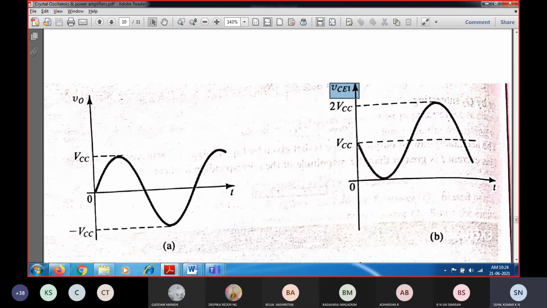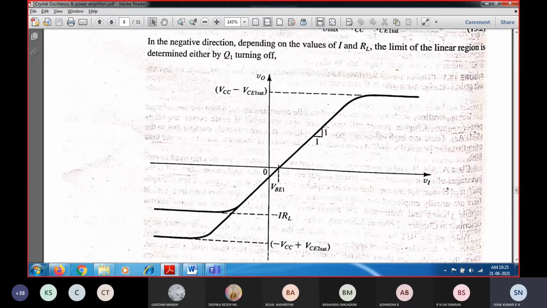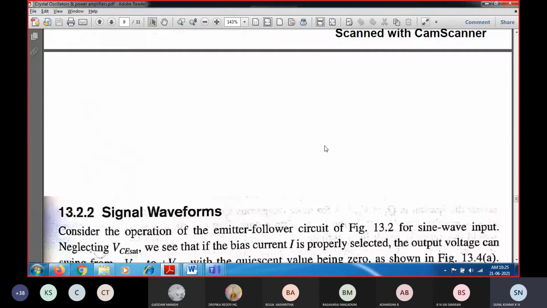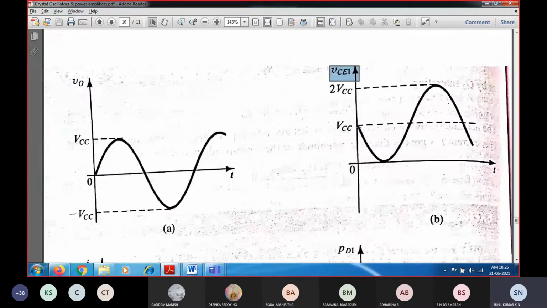As you increase the input voltage, we have given that the slope is equal to 1, right? In the transfer characteristics we have seen that the slope is going to be equal to 1. So for a given input voltage, the output voltage is also going to be linear. Input voltage and output voltage have slope 1, so it is uniformly linear. As you increase the input voltage, the output voltage is also going to increase.